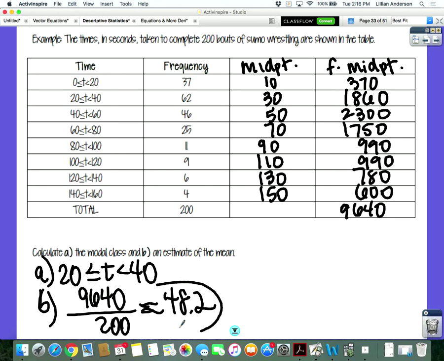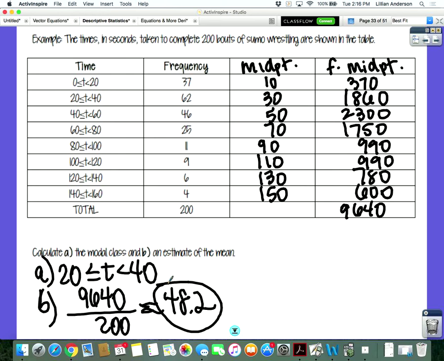So that was the mean time of these sumo wrestling matches. Okay? Questions on that? So we don't gotta go back and check what 48 is. This one actually found exactly what the mean time was. I think you're thinking median, if we want to find like the time in the middle.